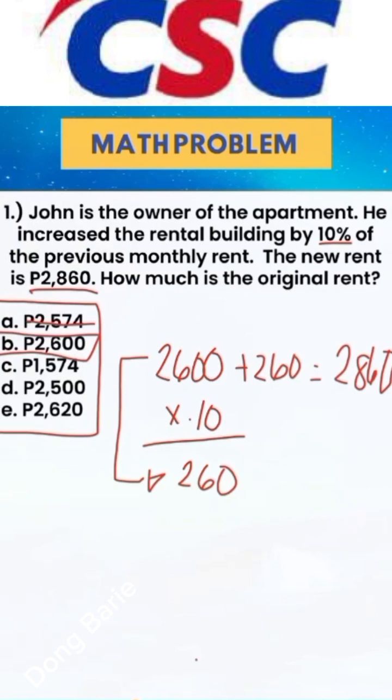Kasi sabi niya, 2,600 yung original rent at nag-increase ng 10%, which is 260, is equal to 2,860. So, tama po ito. The answer is letter B. Okay, wag po tayong malito.